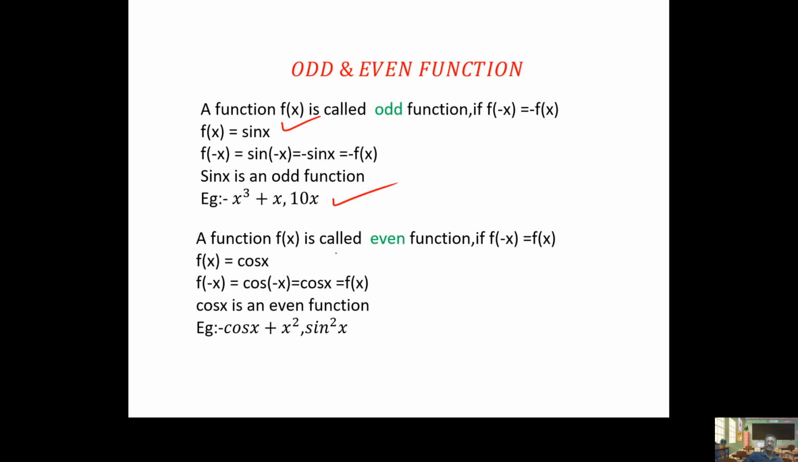Now, a function f of x is called an even function if f of minus x is equal to f of x. Take f of x equal to cos x. f of minus x is cos of minus x. Cos of minus x is what? Cos x, which is equal to f of x. So the function is an even function. So an odd function means f of minus x is equal to minus f of x. An even function means f of minus x is equal to f of x.